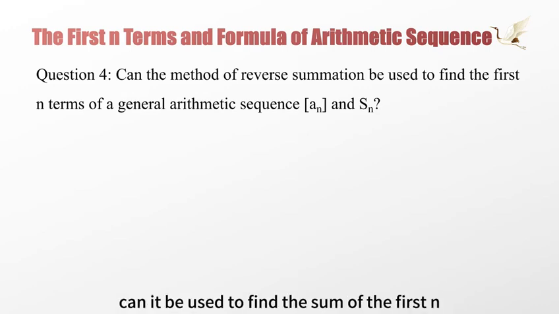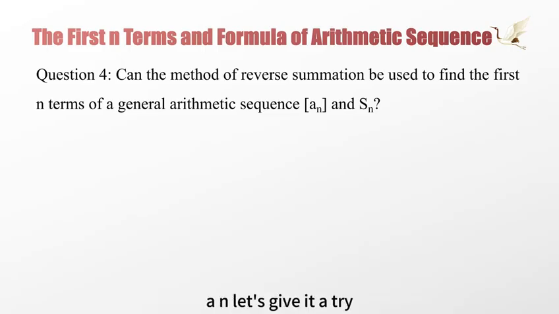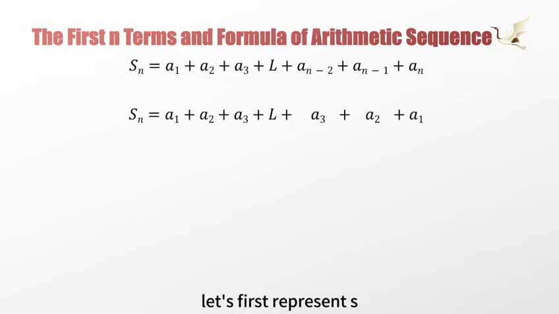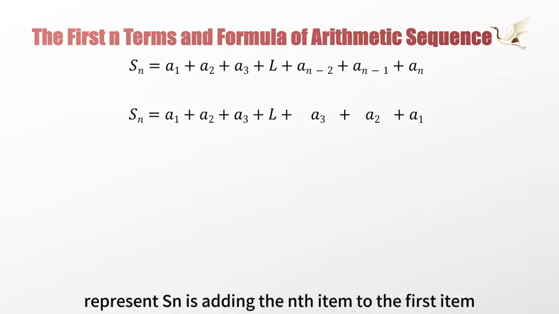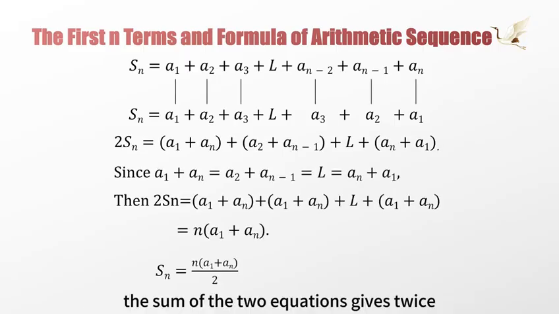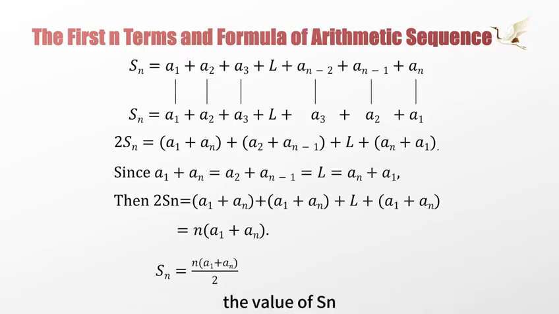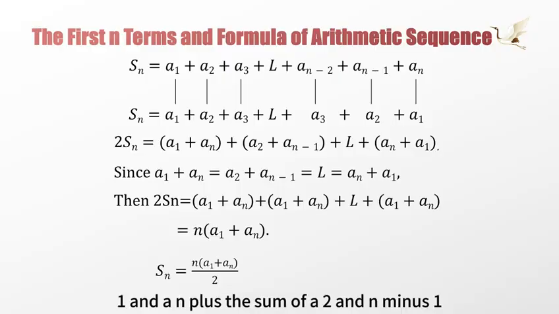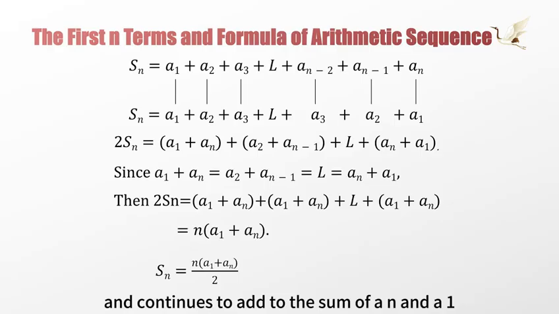Can it be used to find the sum of the first n terms of a general arithmetic sequence an? Let's give it a try. Let's first represent Sn as adding from item 1 to item n. Then represent Sn as adding the nth item back to the first item. The sum of the two equations gives twice the value of Sn, which is equal to the sum of a1 and an, plus the sum of a2 and a(n-1), and continues to add until the sum of an and a1.